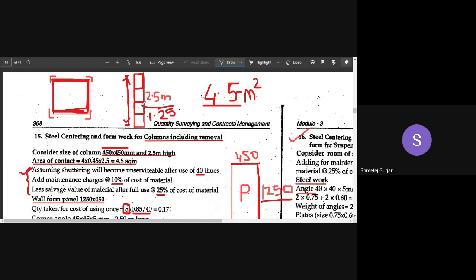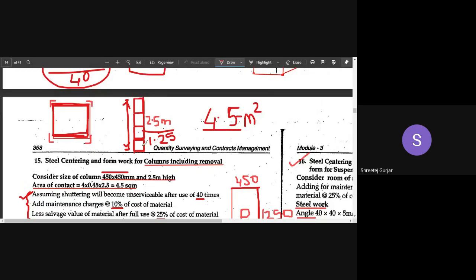I am drawing it on your screen. You can see you will be requiring so many panels. The height of each panel is 1.25 and the width of one panel is 0.45. So 2.5 divided by 1.25. Can you tell me the value? How much is it? 2. Correct. So we require 2 panels on each side.